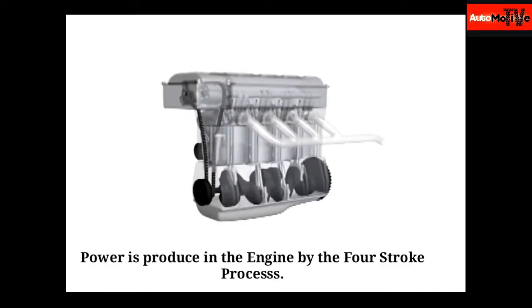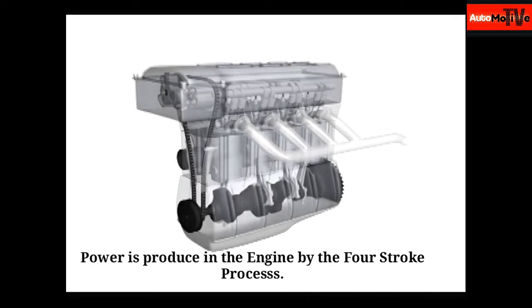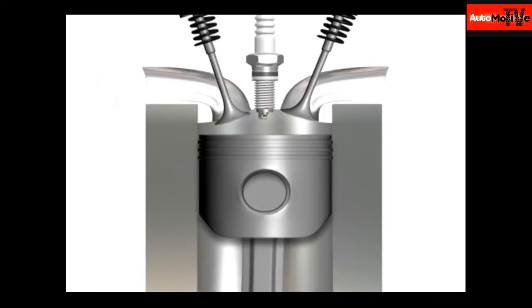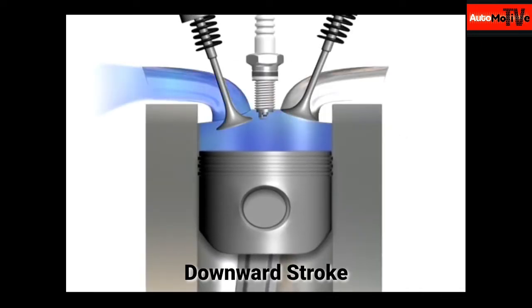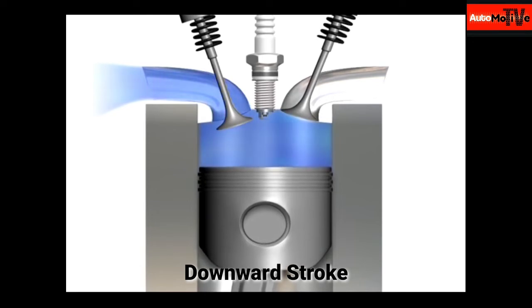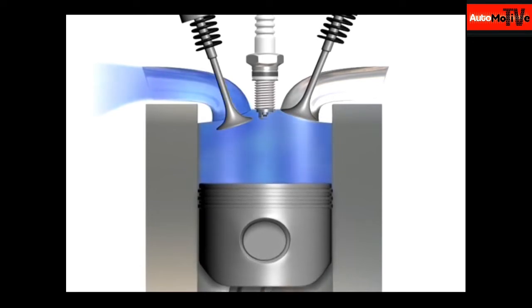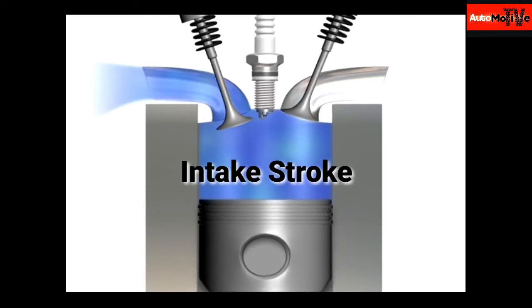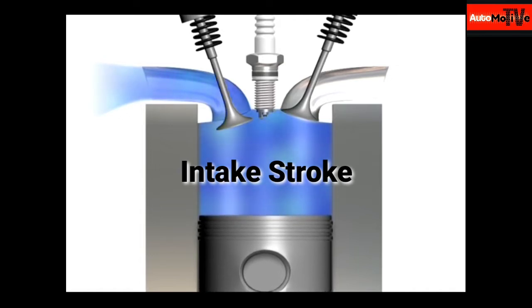Power is produced in the engine by the four-stroke process. As the piston moves on its first downward stroke, the intake valve opens to allow a mixture of air and fuel to fill the combustion chamber. This is called the intake stroke.